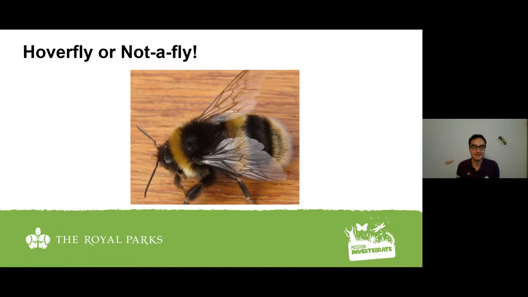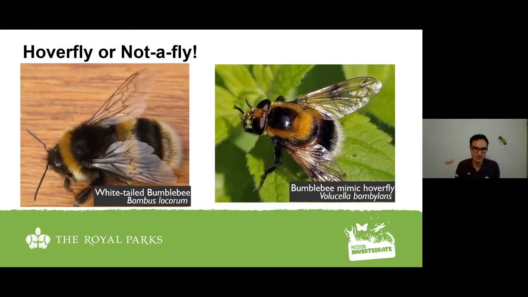Oh, okay, we're starting to get answers in. They think it's not a hoverfly. Very good. Yes, this is a bumblebee. This is a white-tailed bumblebee. And you might be able to make out that it's got four wings.